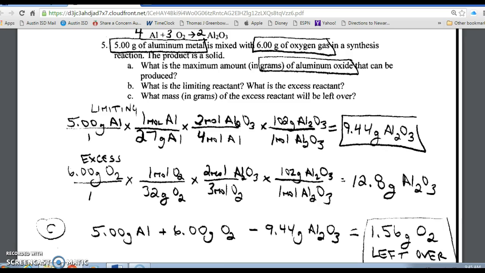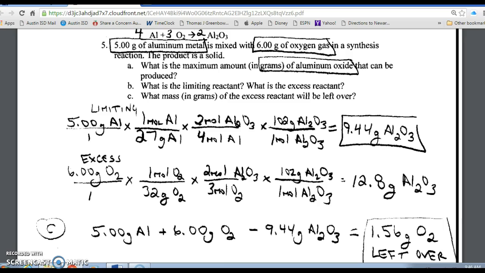Now this question also asks for the mass of the excess reactant that's left over. And for this we're going to use the law of conservation of mass. This is really only possible because we only have one product in this equation. So our original masses of our reactants was 5 grams of aluminum and 6 grams of oxygen. And we formed 9.44 grams of aluminum oxide. Well, the law of conservation of mass tells us that the amount of reactants used has to be equal to the amount of product formed.